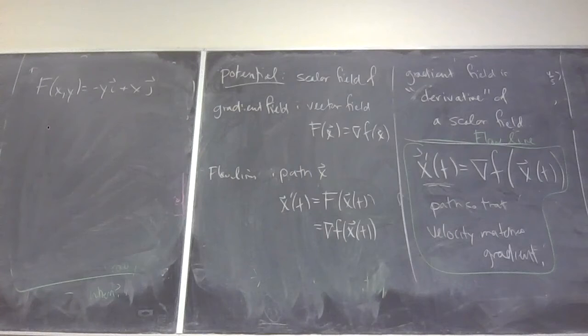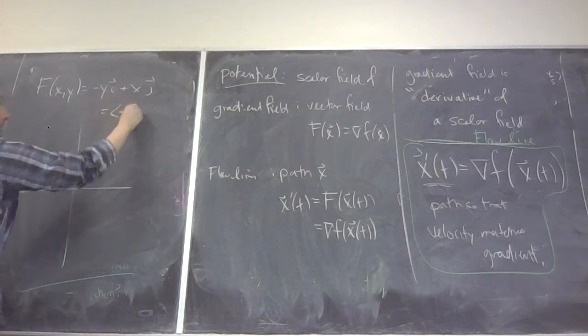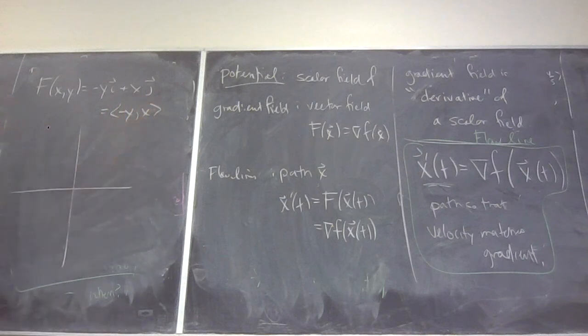A vector field. See what it does. If I put in 0, 0, I get 0. Okay, if you don't remember, this is a vector, right? This is the same as the vector minus y, x, if you prefer vector notation to component notation. So there is no vector attached to the point 0, 0.